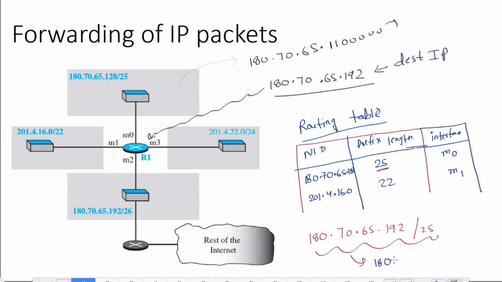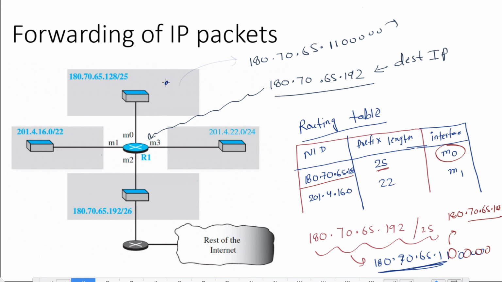The initial 25 bits are this, 65.1, and then this is basically 1 and then all zeros, but the initial 25 bits are just this. Then we fix that and convert everything else to zeros. Then what will be the corresponding network ID? It is 180.70.65.128. Now, is this network ID matching the network ID that I have in the corresponding column? Yes, it is matching, this is also 128. Then it needs to route this packet to interface M0. And that is in fact true, because this host address belongs to this network. This is one of the hosts from this network.